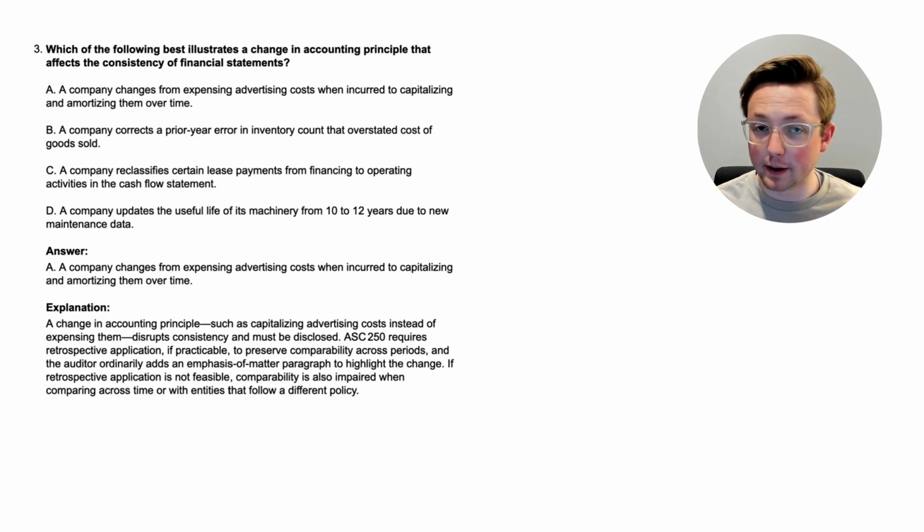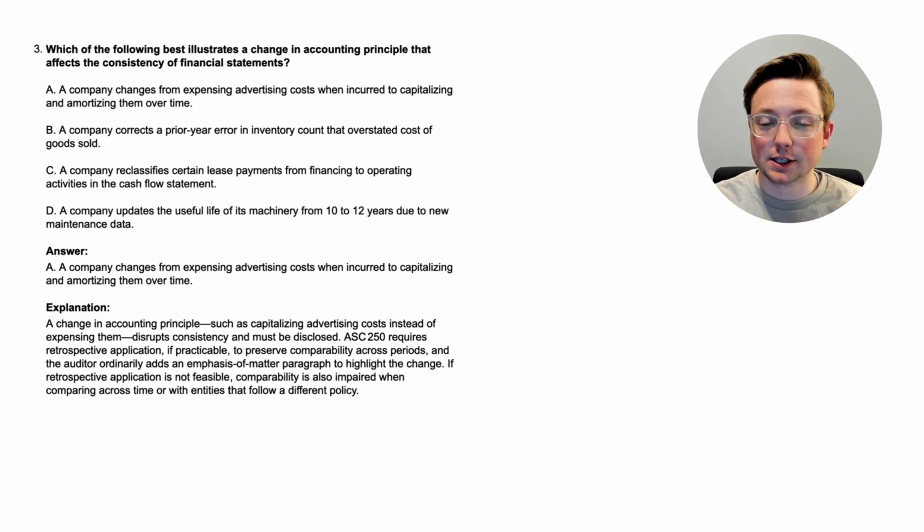And we talked about emphasis of matter paragraphs a few videos ago. If retrospective application is not feasible, comparability is also impaired when comparing across time or with entities that follow a different policy. So again, this definitely affects consistency, but it's possible to affect comparability if you can't retrospectively apply this change. So a change in accounting principle requires a retrospective change, and if for some reason that's not feasible, then it can also affect comparability, but it definitely affects consistency when you have a change in accounting principle.